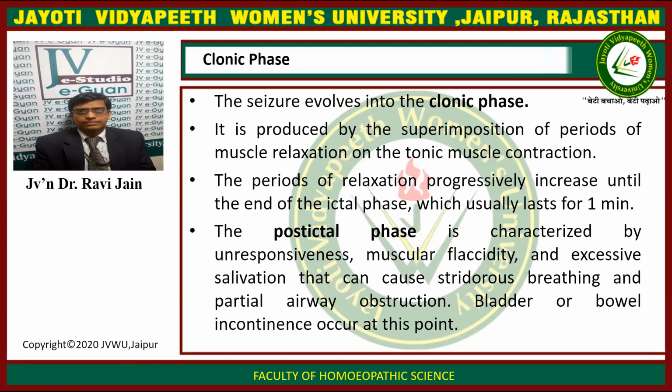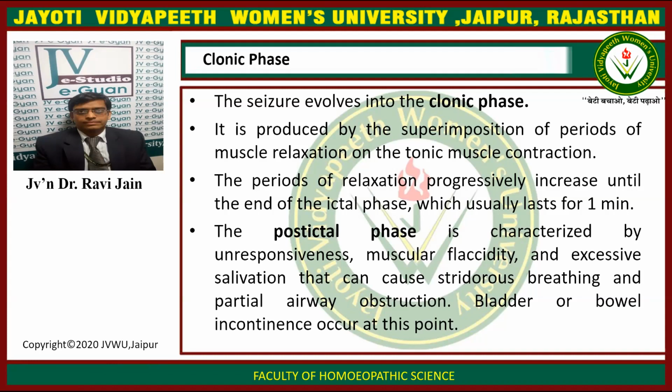In the clonic phase, the tonic phase turns into the clonic phase. It is produced by superimposition of periods of muscle relaxation on the tonic muscle contraction. So after the tonic muscle contraction, muscle relaxation takes place. The period of relaxation progressively increases until the end of the phase, which usually lasts for 1 minute.